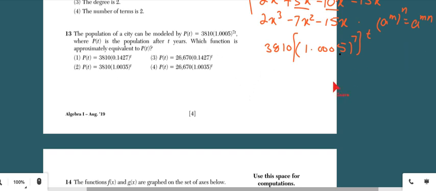So it is 7 raised to the power of t. When you multiply them, it will become 7t. Now you just have to calculate what 1.0005 raised to the power of 7 is.